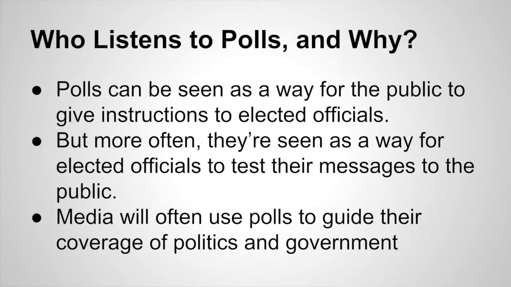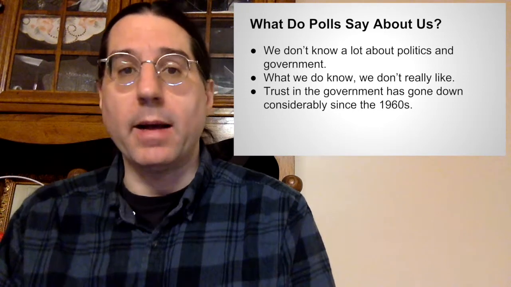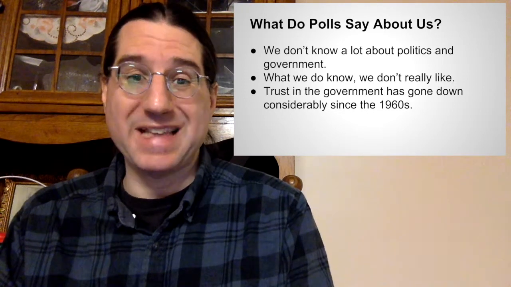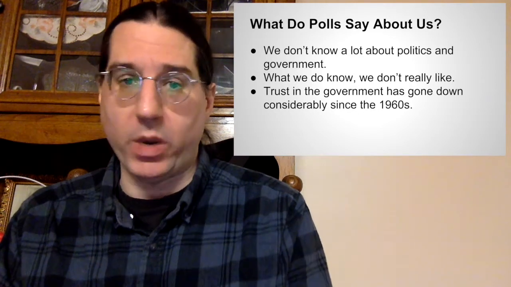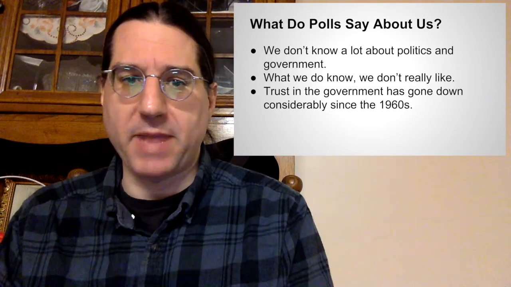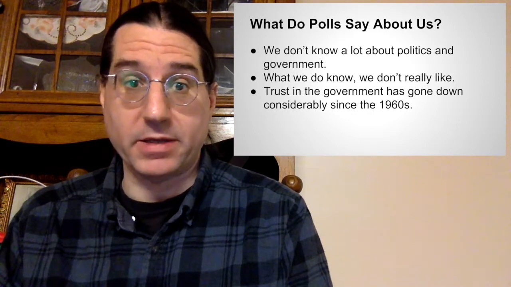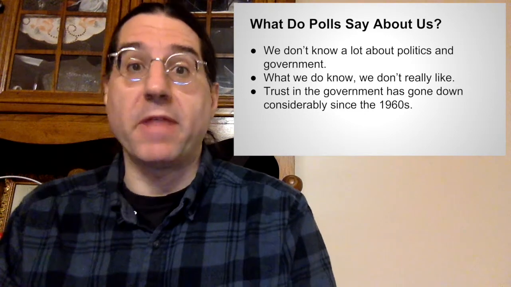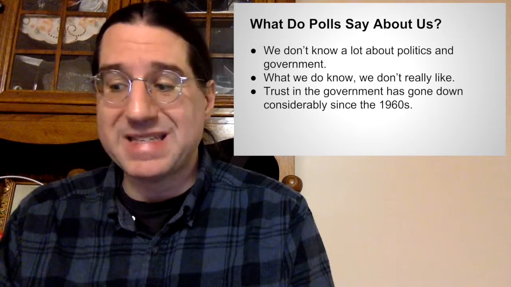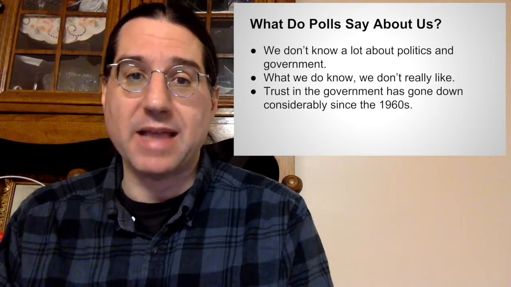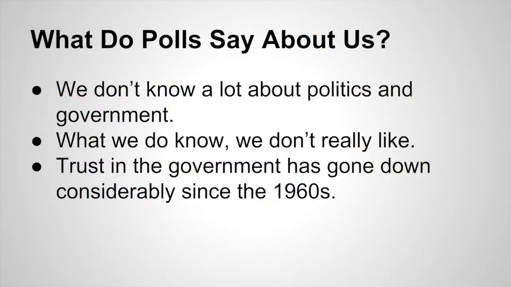Finally, we can say a few things about the American people based on what we know from polls. One thing that polls report is that a lot of Americans don't really know a lot about politics and government. When pollsters ask questions about who's in charge or who has this job or things like that, a lot of Americans just don't know the answer. The things that we do know about the government, we tend not to like because trust in government and politics has gone down considerably since the 1960s for a variety of reasons.